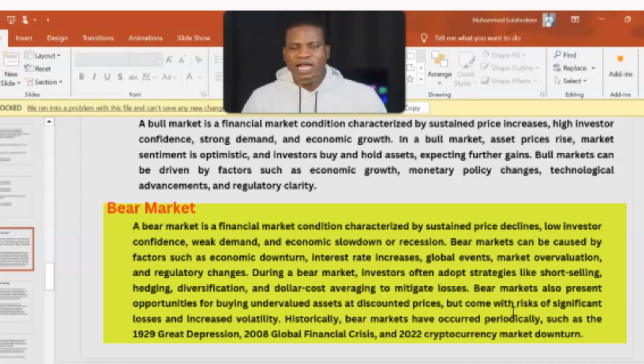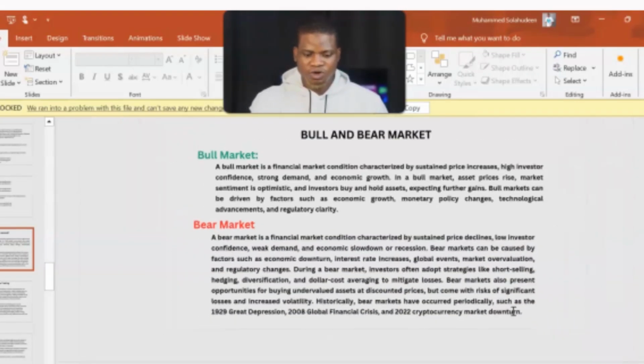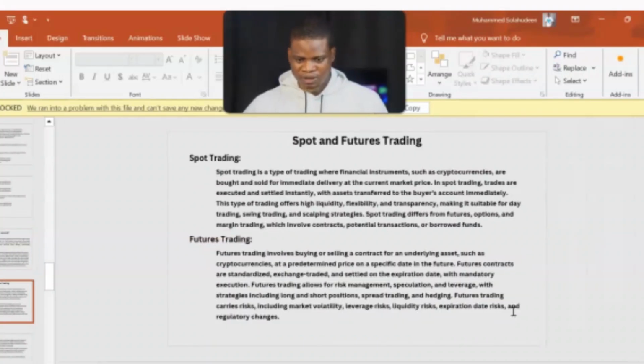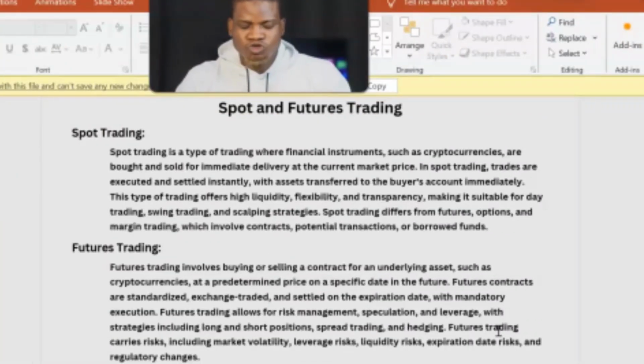So a bear market is more like when the market is going in a downturn, when investors are losing money, and when a lot of financial crisis is happening all across the world. That is simply what bull and bear market is all about. So now, another concept we have to talk about is spot and futures trading. In trading, there are basically two types of trading. It's either you are trading spot or you are trading futures.